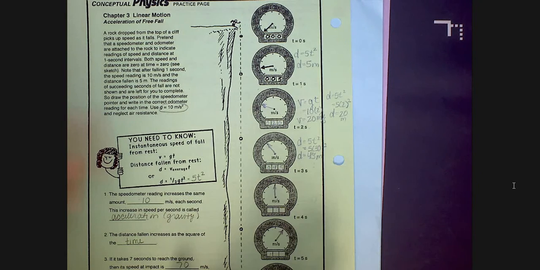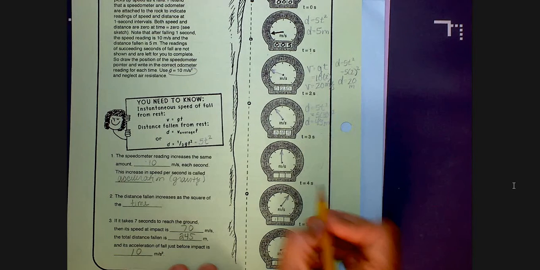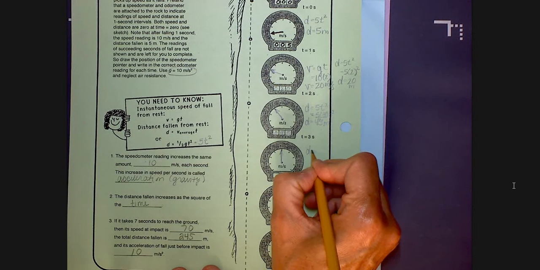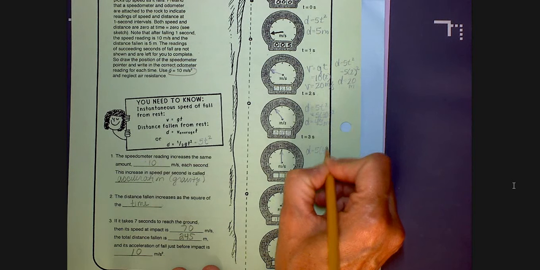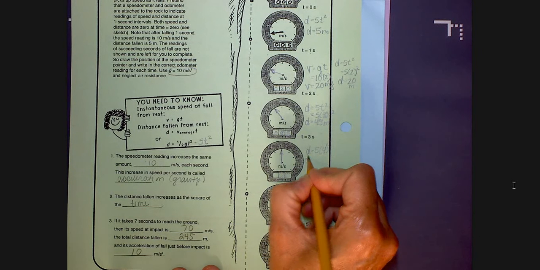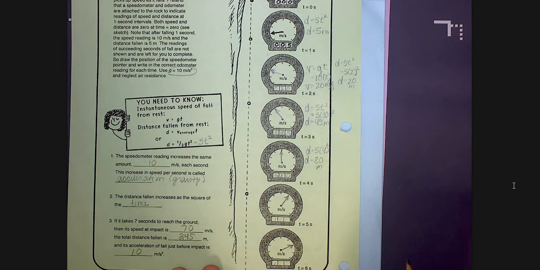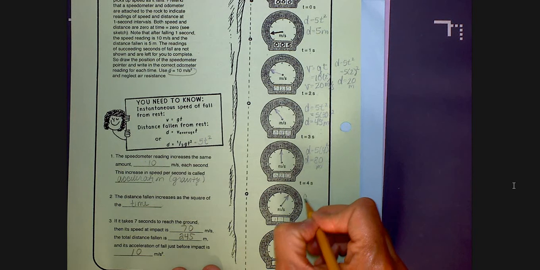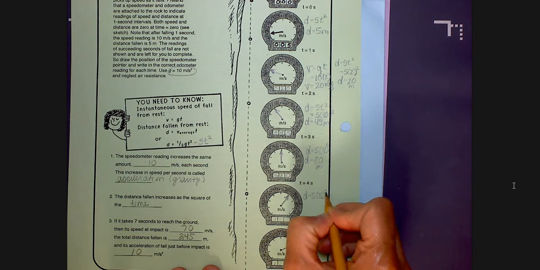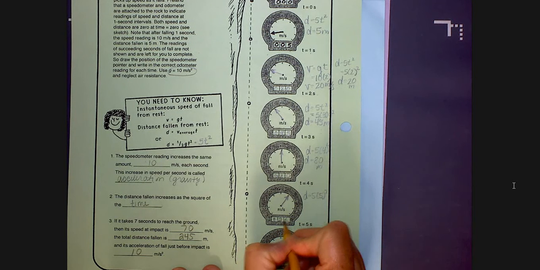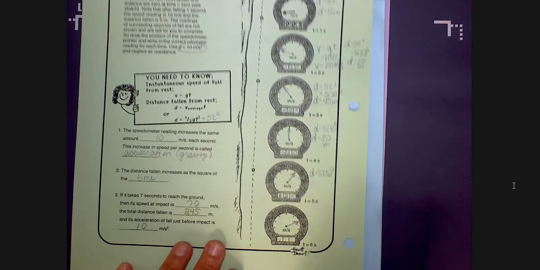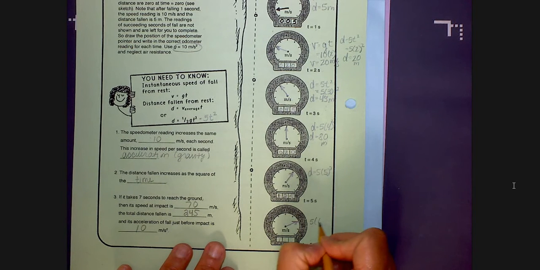The next one that we have is 4 seconds. So d is equal to 5 times 4 squared. So d here is going to be equal to 80 meters. Then we have d is equal to 5 times 5 squared. So this is 25 times 5 is 125 meters. And then lastly, we have 5 times 6 squared. So 36 times 5 is 180 meters.